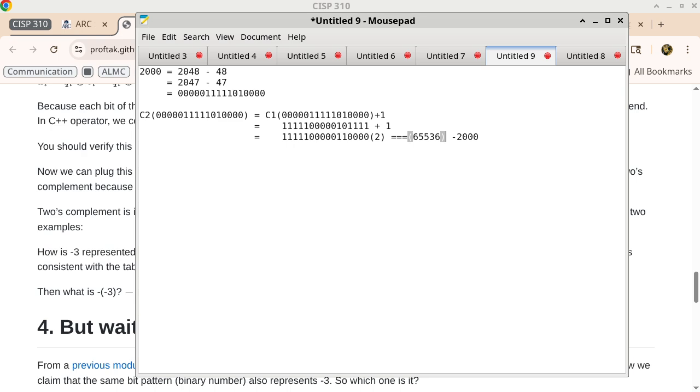Yep, so you guys need to do this kind of operation, but not with insane length like 16 bits.